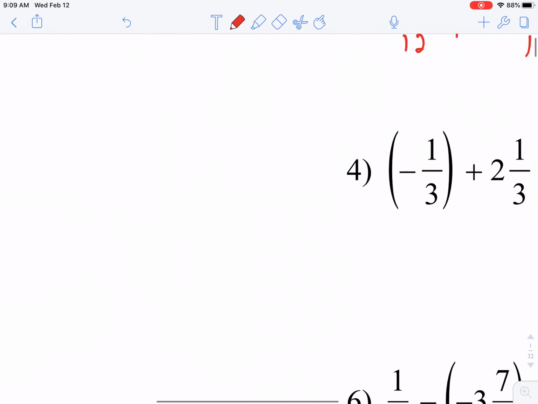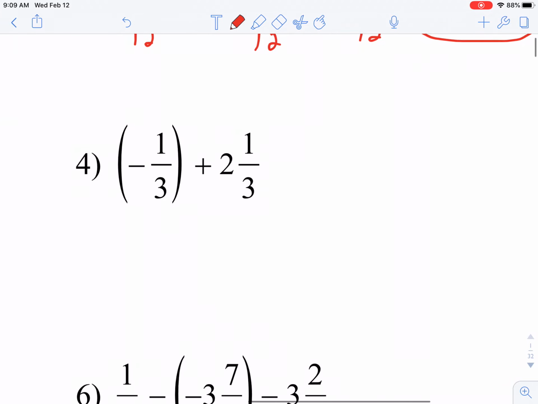Taking a look at number 4, we again have a fraction adding a mixed number. So the first thing we want to do is convert the mixed number to an improper fraction. 3 times 2 is 6, plus 1 is 7. The 3 stays the same. They already have a common denominator, so we don't have to worry about that part. So we've got negative 1/3 plus 7/3.